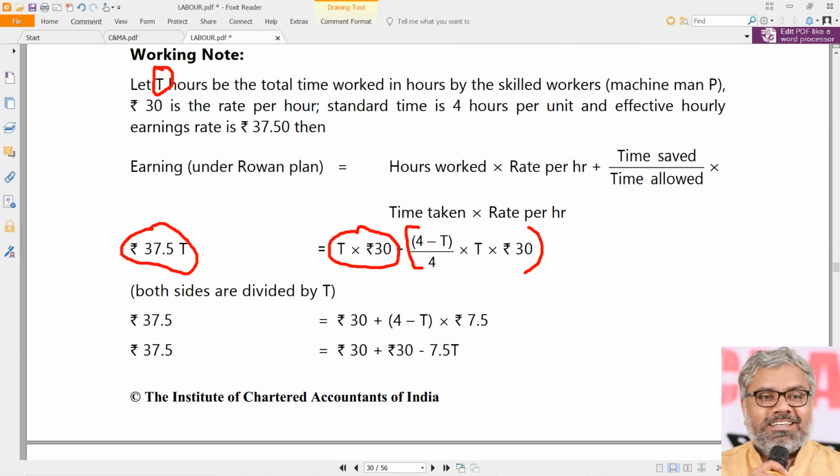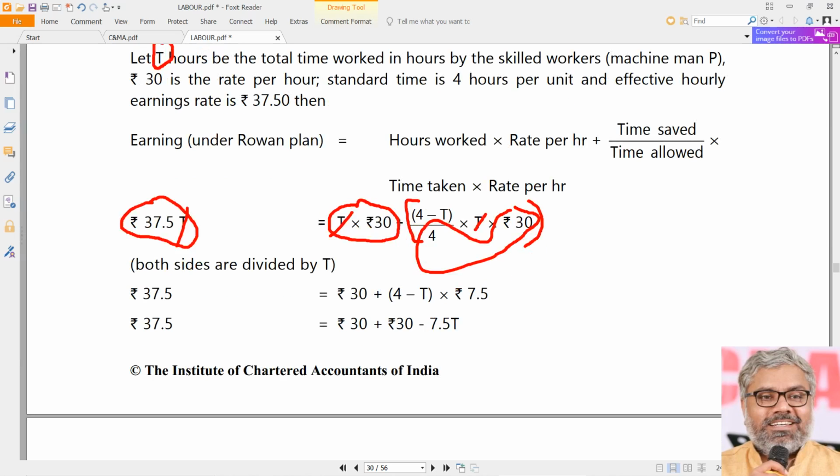Now if you take out T from both sides, cancel that in this entire equation, what will be the result? It will be 37.5 is equal to 30 rupees plus (4 minus T) into 30 by 4. How much is 30 by 4? That is 7.5. So 37.5 is equal to 30 rupees plus (4 minus T) into 7.5.